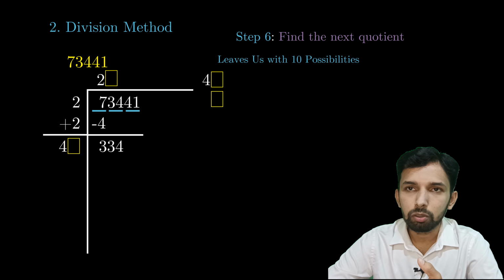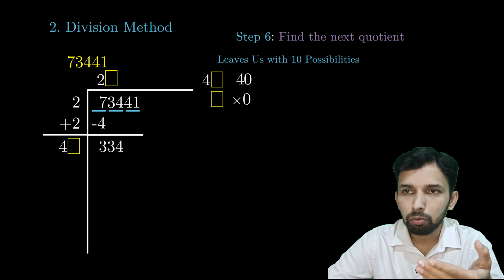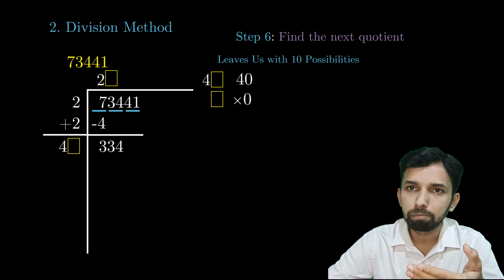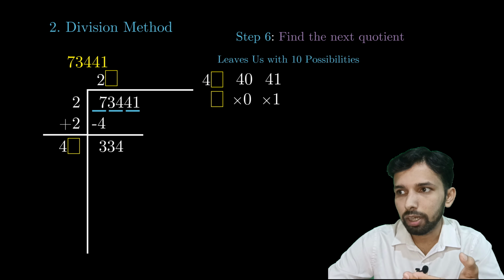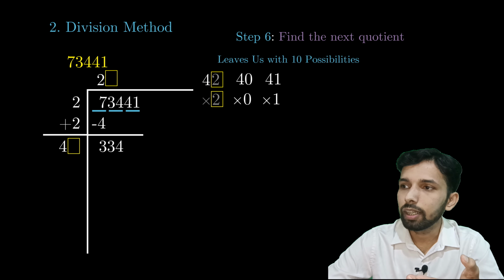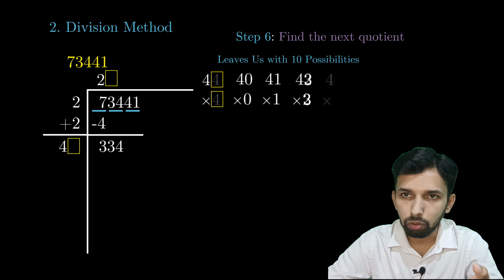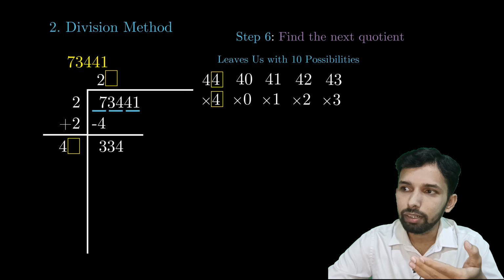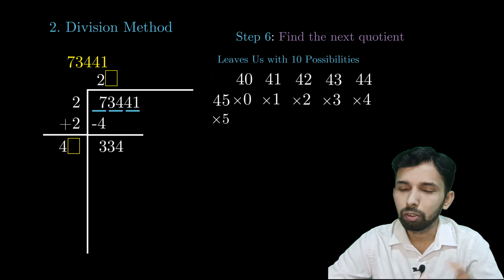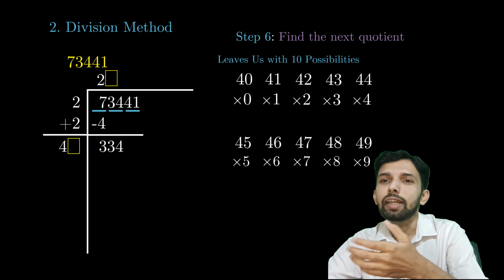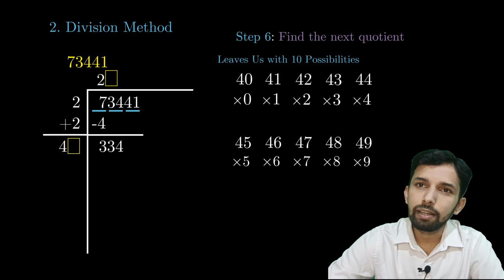We may start with 0, 40 times 0. That is the first possibility. Then we can talk about 41 times 1. That's the second possibility. Then we can talk about 42 times 2. Then 43 times 3. Then 44 times 4. Then 45 times 5. And then all the upcoming ones: 46 times 6, 47 times 7, 48 times 8, 49 times 9. These are the 10 possibilities we are left with.